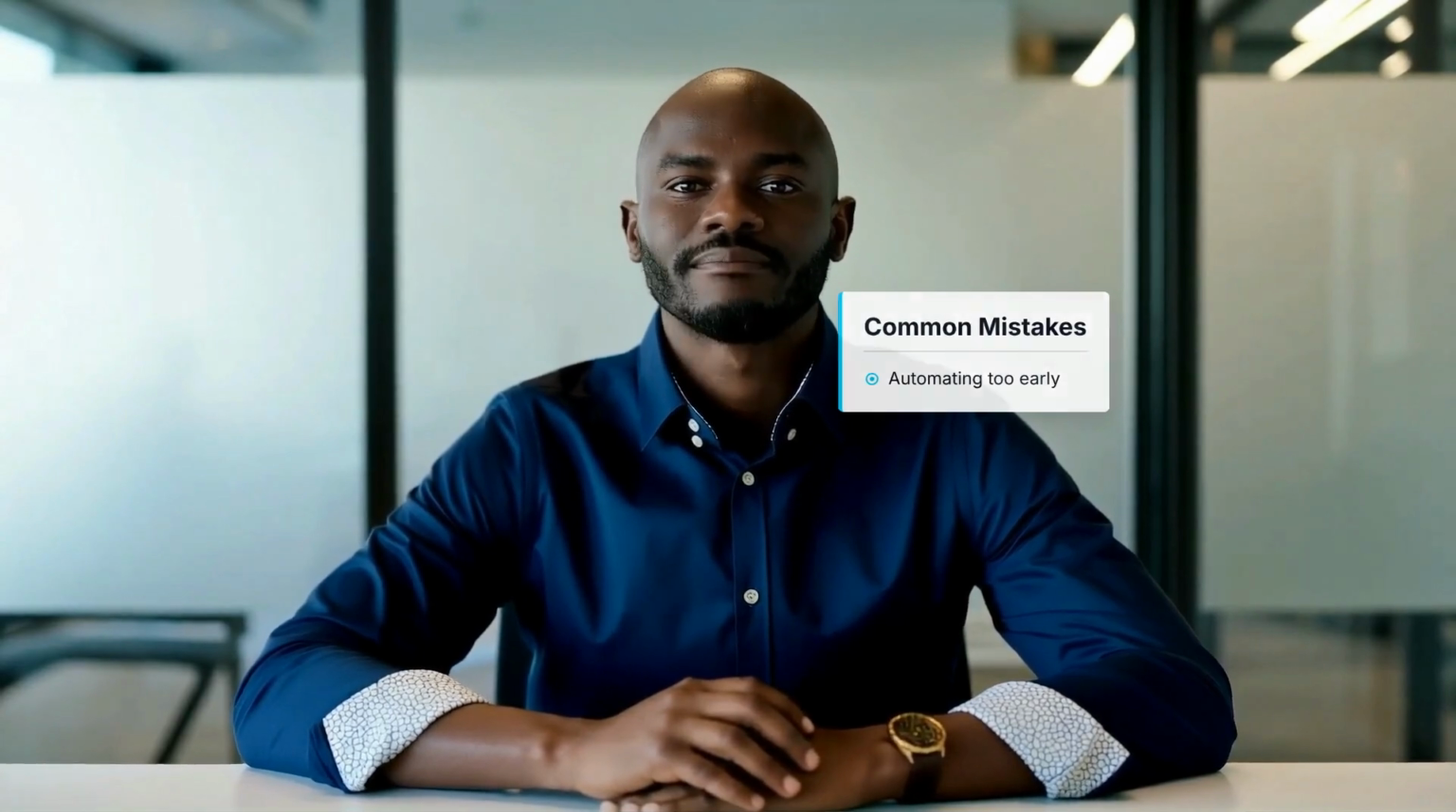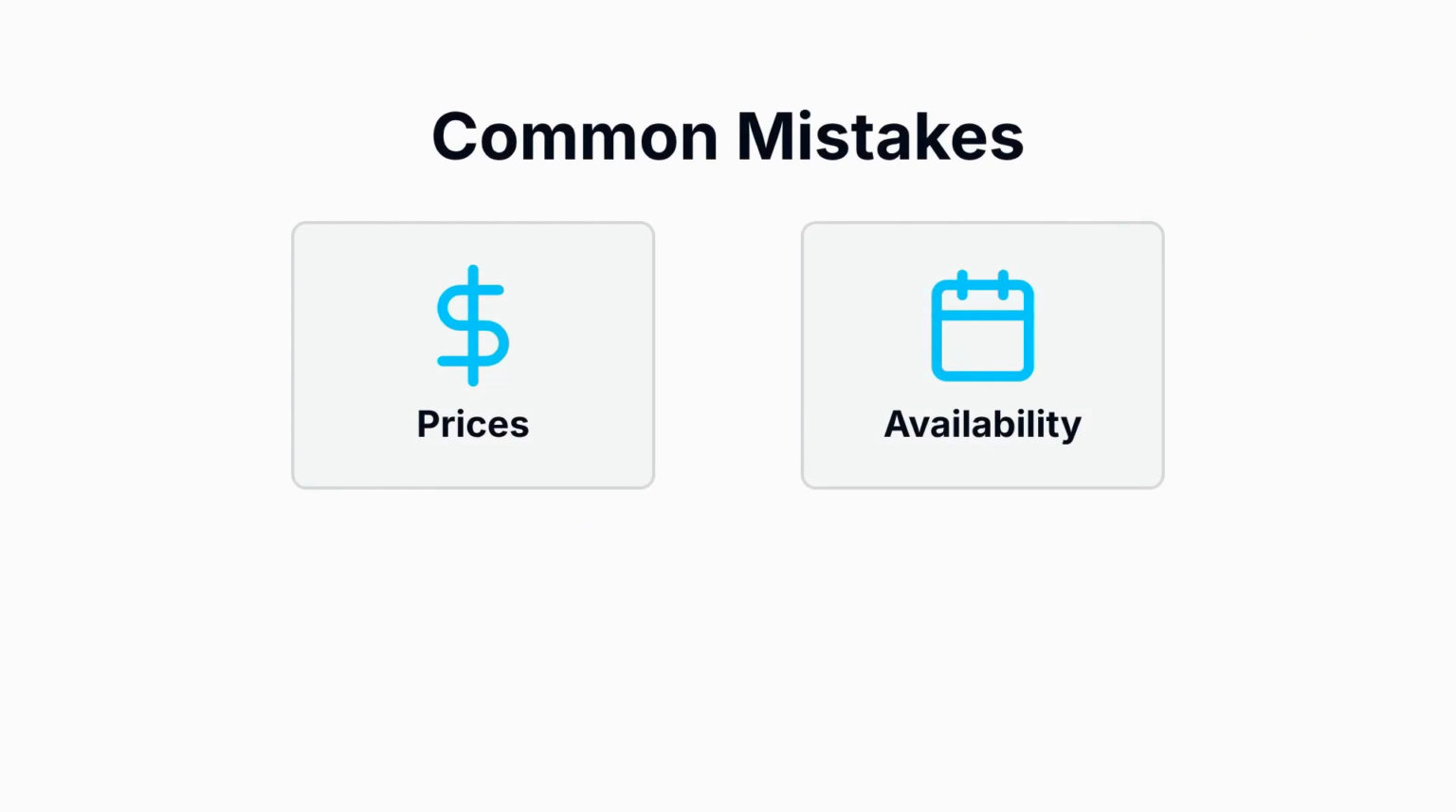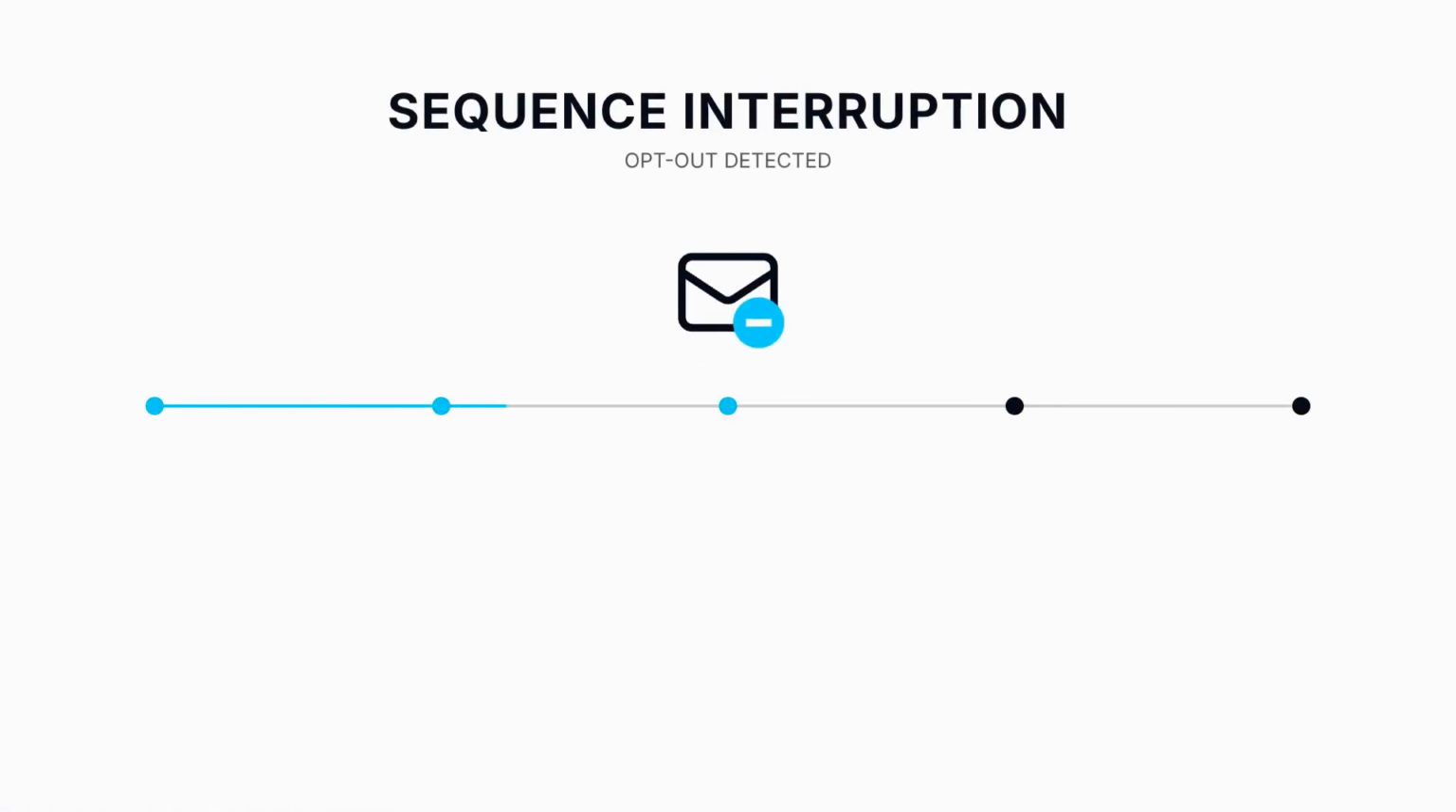Common mistakes: automating before every inquiry is captured reliably, using generic messages that ignore the customer's actual question, letting AI invent pricing, availability, credentials, or results, failing to assign one owner and one follow-up date, and continuing a sequence after an opt-out or clear lack of interest.